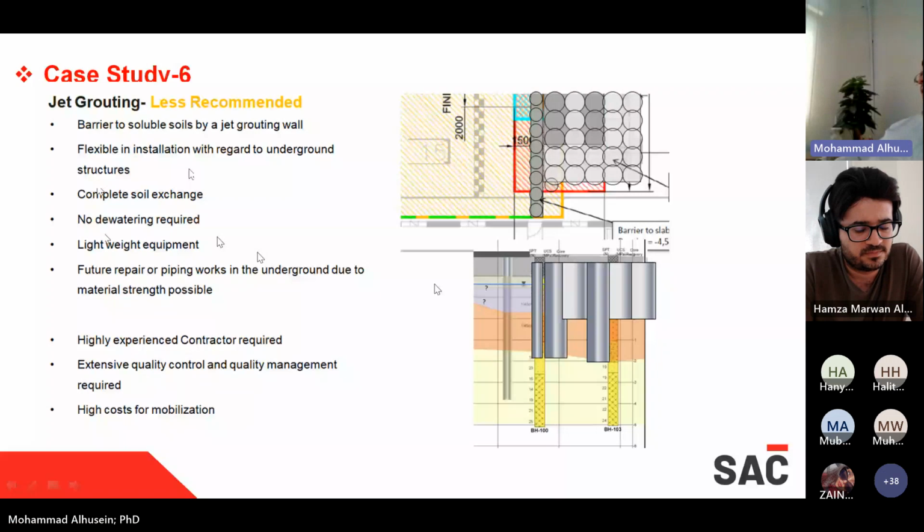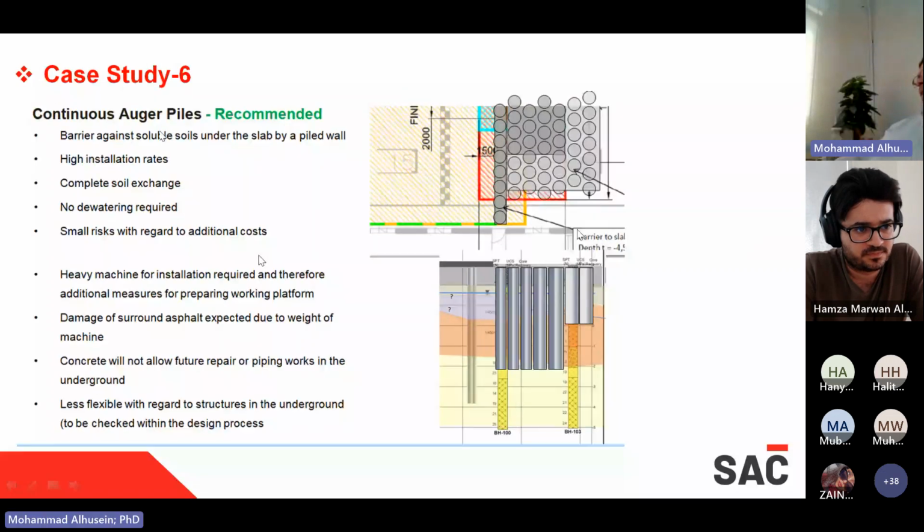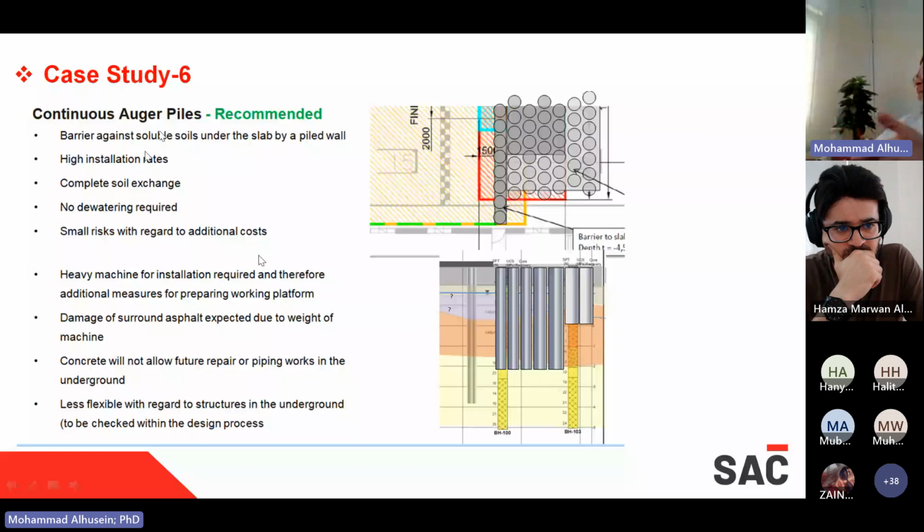What did he recommend? Continuous auger piles and the slab on piles. But he didn't do this as a purely structural solution. He said that part of this slab can be supported on the subsurface soil. But with time, the slab also broke. So we came aboard.